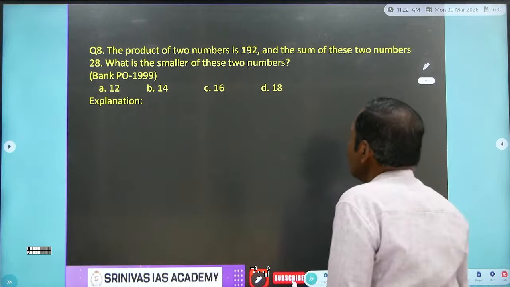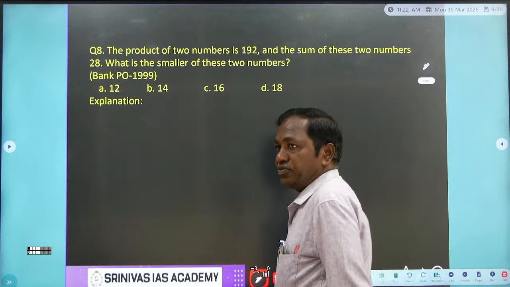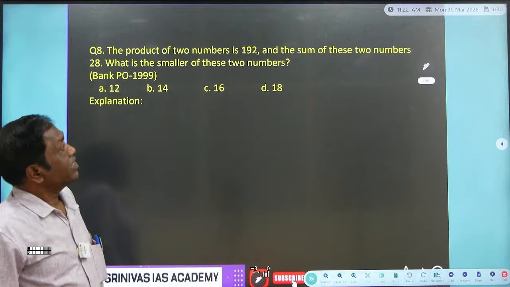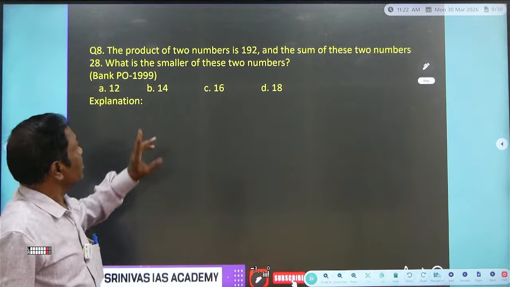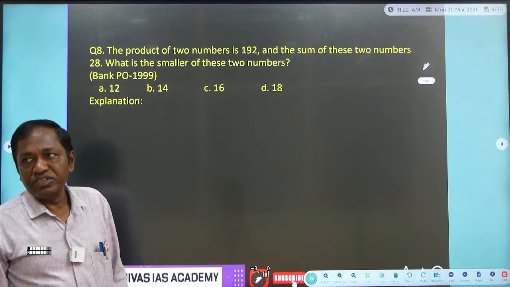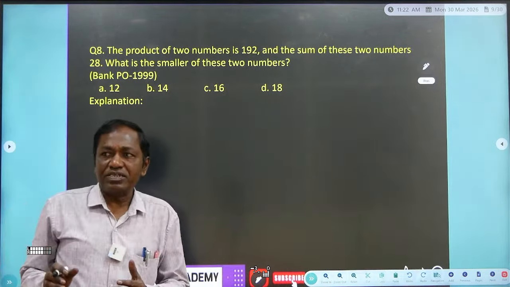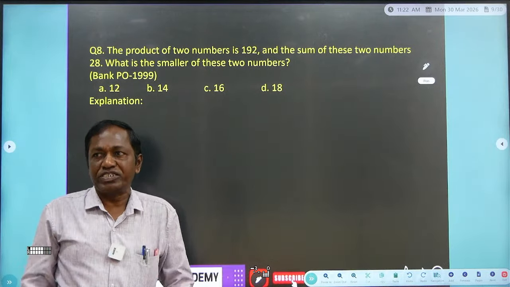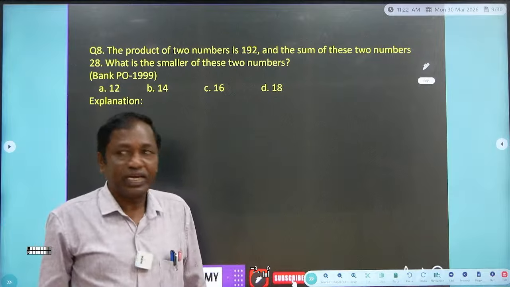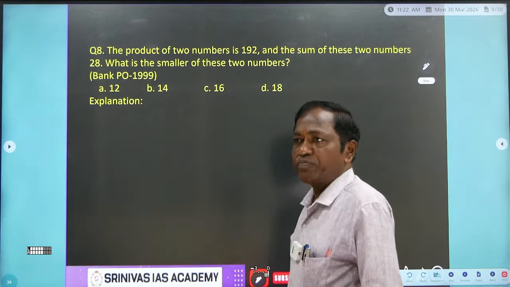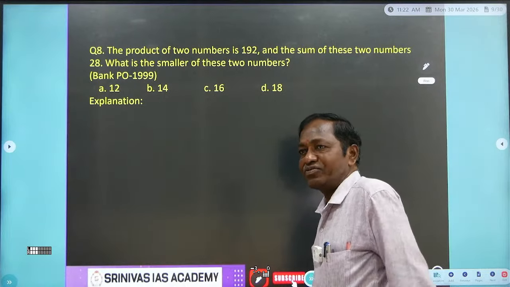Now, the product of two numbers is 192 and the sum of these two numbers is 28. What is the smaller of these two numbers? Leave the option aside for now, but how do you download the information from the question? How do you write the equation for this question?